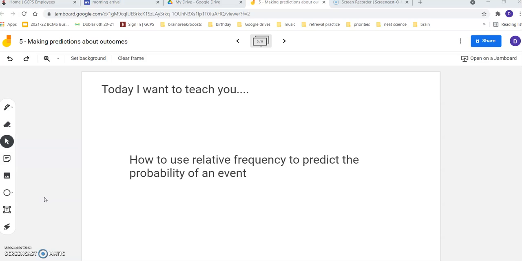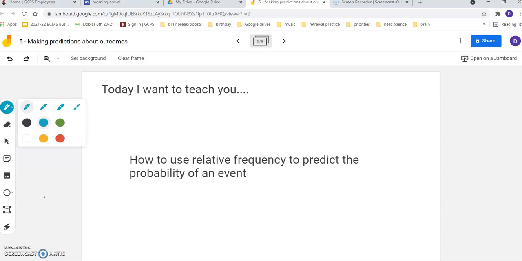Today I want to teach you how to use relative frequency to predict the probability of an event. Please make that the title of the next free page in your math notebook. Leave lots of space for our example today. And when you've done that, close it up, clear your space, turn off music, TV, anything that might distract you, and give me your full concentration till we get to the we do.